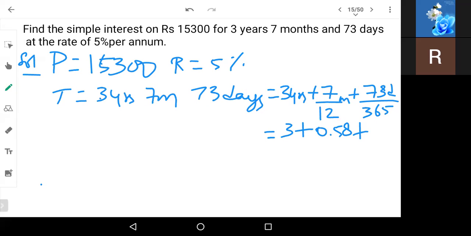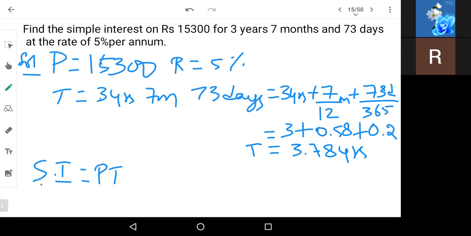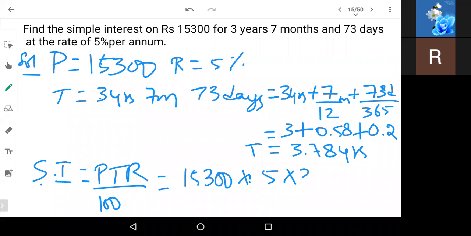73 divided by 365 will give you 0.2. So what is the total number of years? 3.78 years. Not 4.58. 3.78 years will be your time. Now find simple interest. PTR by 100, 15,300 into 5 into 3.78 divided by 100.